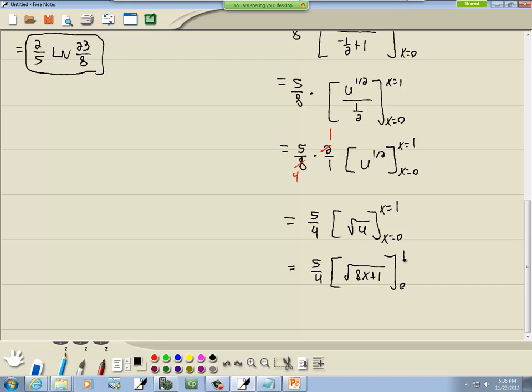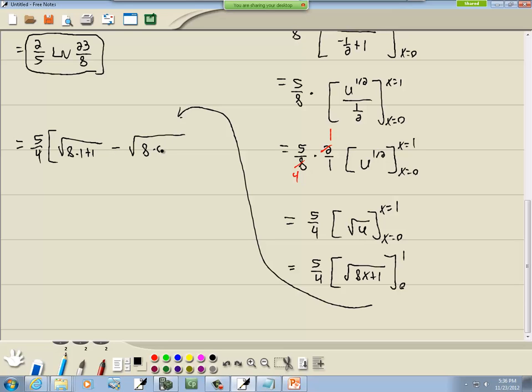Change that back to 0 and 1. Okay. And now we're ready to plug in our numbers. So we got square root of 8 times 1 plus 1 minus square root of 8 times 0 plus 1.